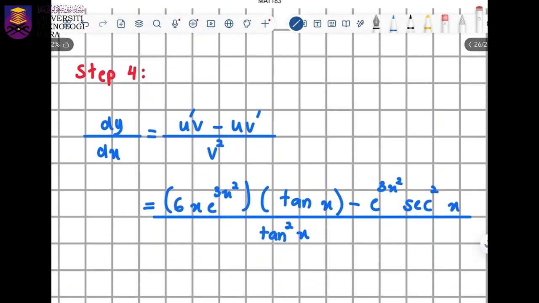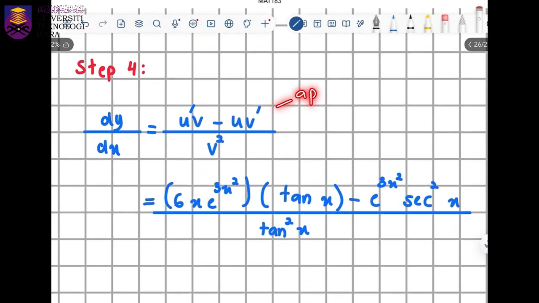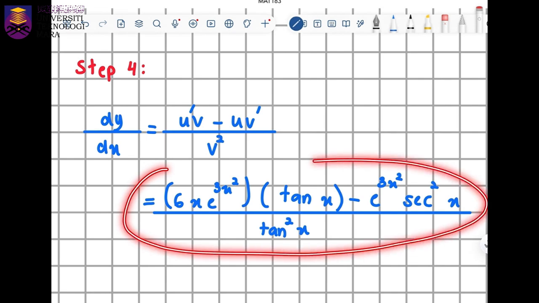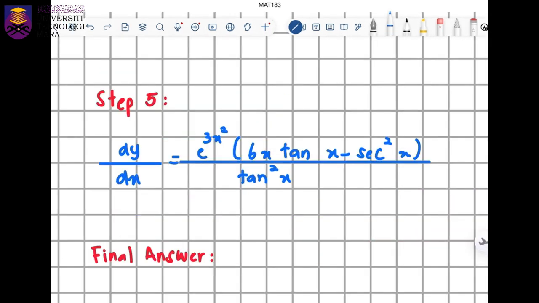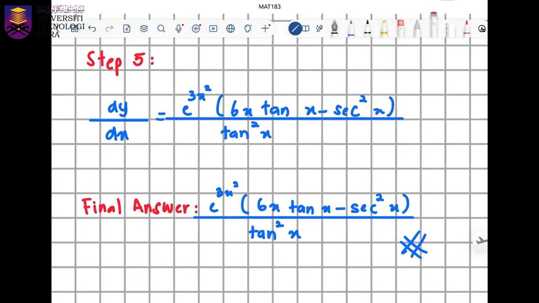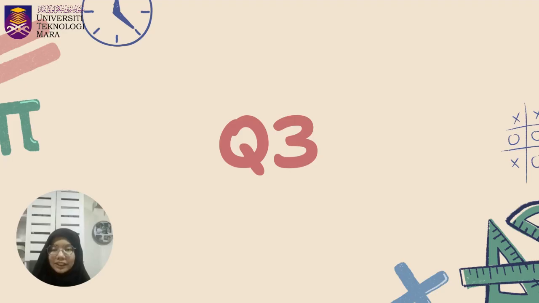And then moving on to step 4, we have to apply the quotient rule. Now I substitute the derivative into the quotient rule formula. So we will get this. And then for step 5, we have to simplify all this. I factor out the common term, which is e power of 3x squared. So our final answer is e power of 3x squared, 6x tangent x minus 6 secant square x, over tangent square x.